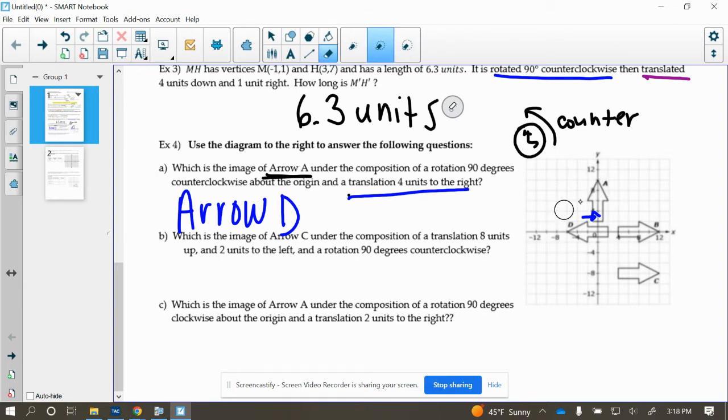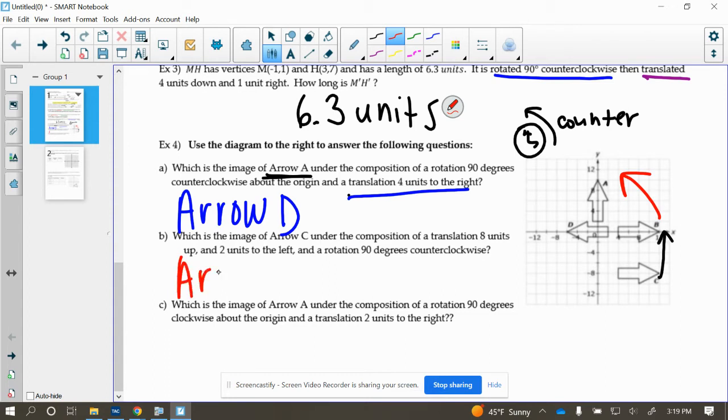Now, our next example is asking us to start with arrow C on this one. What ends up happening with arrow C is we take that and we're going to translate it 8 units up to start. So it's going to look like arrow B. And then if we rotate it 90 degrees counterclockwise, again, here's our counterclockwise, arrow B will face upwards and look like arrow A.